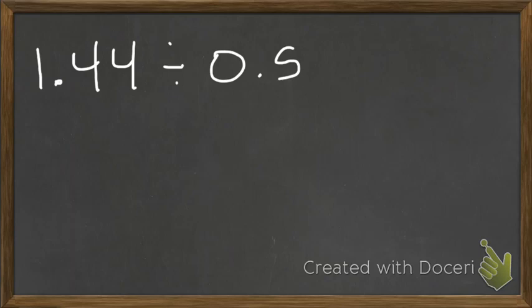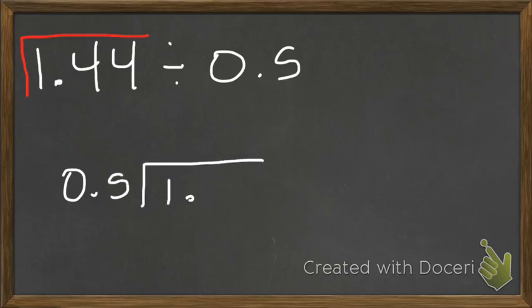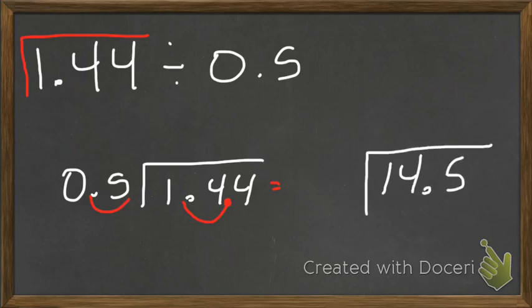Here's a more difficult one, 1.44 divided by 0.5. And remember, the first number always goes in the box. So it's 1.44 divided by 0.5. You can move the decimal point over one time here, so we'll move it over one time there. So our new problem looks like 14.4 divided by 5.